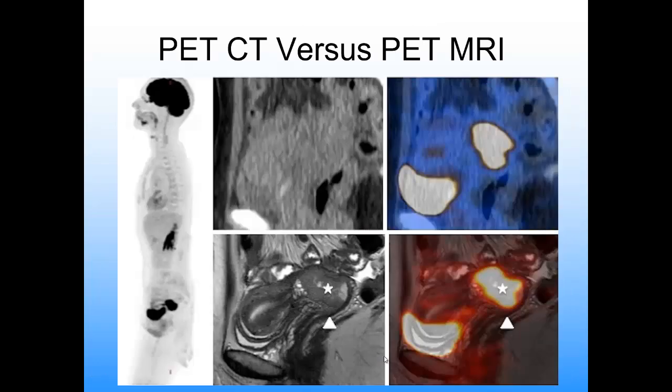PET CT versus PET MRI. Of course, we have no PET MRI here, but MRI, as we always say, is a good characterizing modality. So there will be better characterization than CT also in PET scan. We can find the spread more. We can find the correlation with MRI here in this cervical carcinoma.